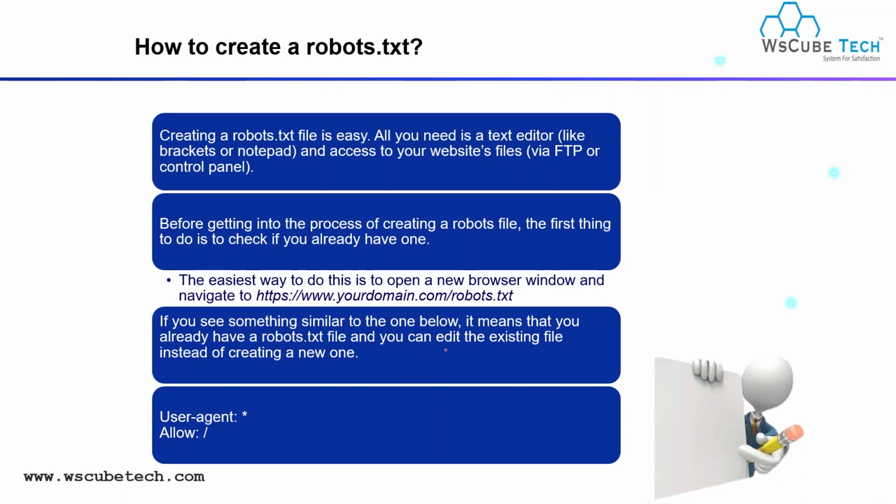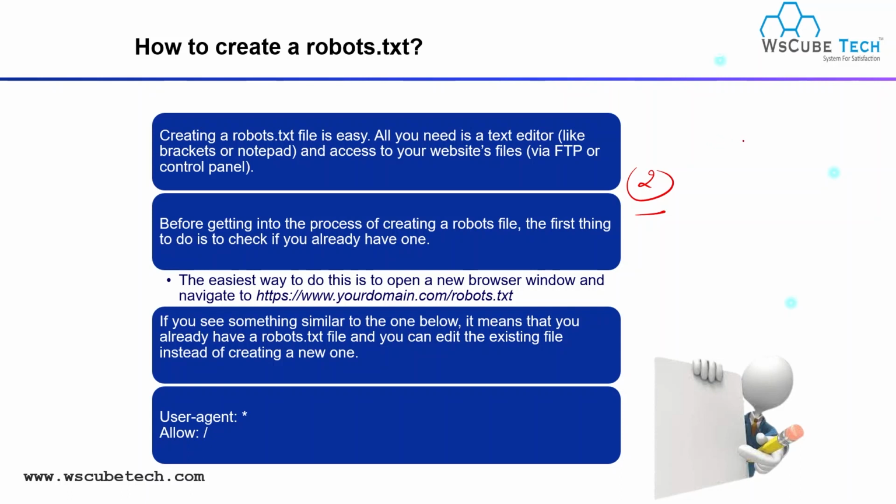Now, the question is how to create a robots.txt file. Let me explain two ways of creating your robots.txt file. One is the manual method. And the next method, if you are working on a WordPress website, I will explain with the help of one particular plugin. Creating your robots.txt file is very easy, and all you need is a text editor like Brackets or Notepad, and access to your website's files via FTP or your control panel.